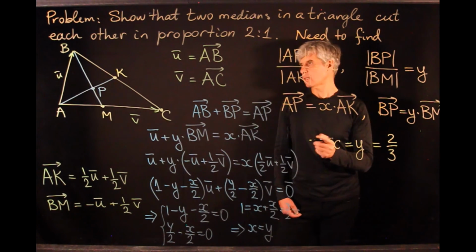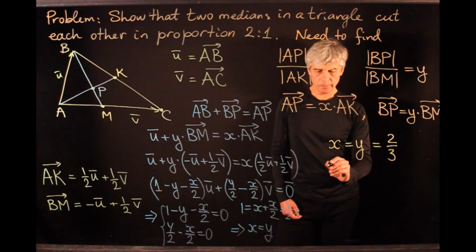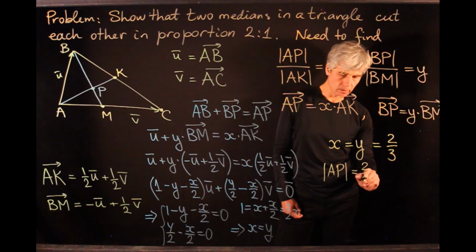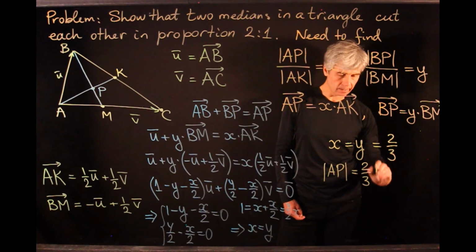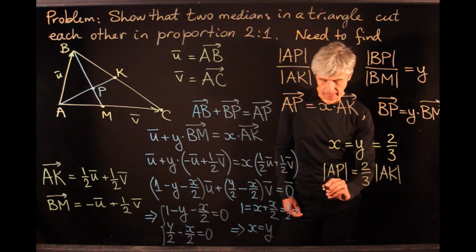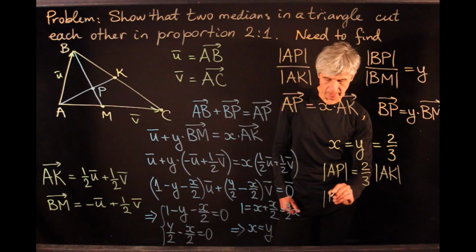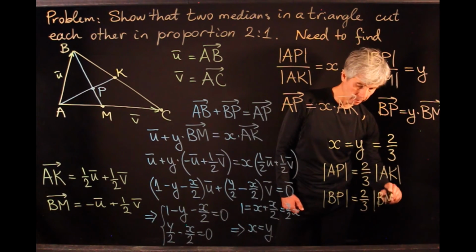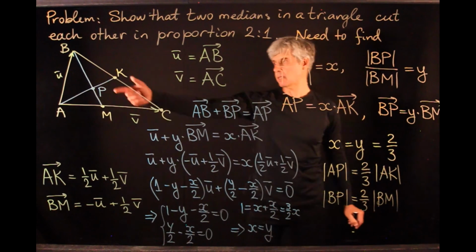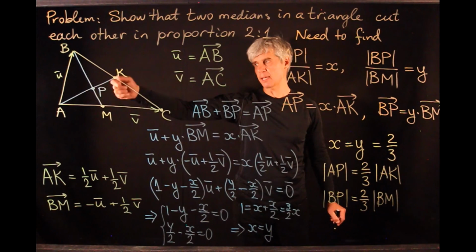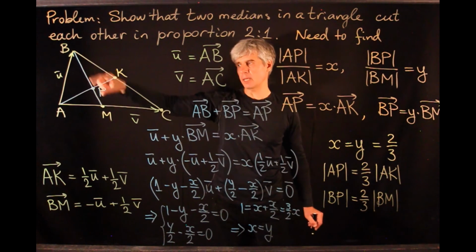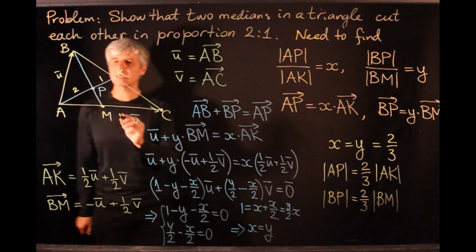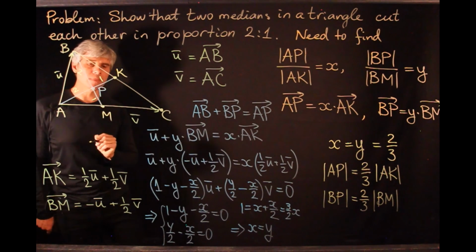And so this tells us that the length of AP is 2/3 of the length of AK, and that the length of BP is 2/3 of the length BM. And this means that the length of PK is 1/3 of AK, and the length of PM is 1/3 of BM. And so that tells us that these medians will indeed cut each other in proportion 2:1.